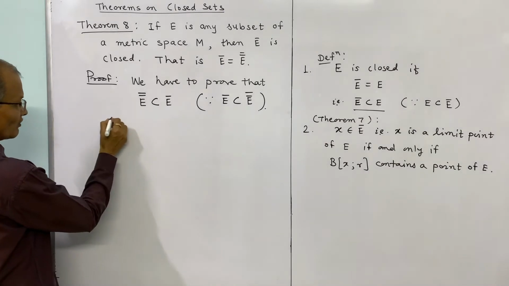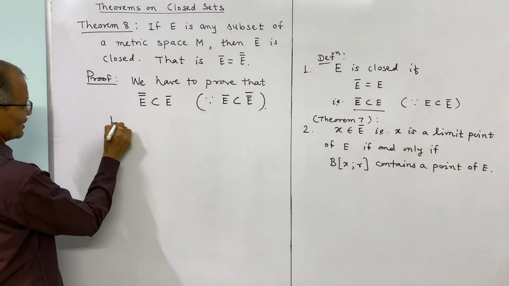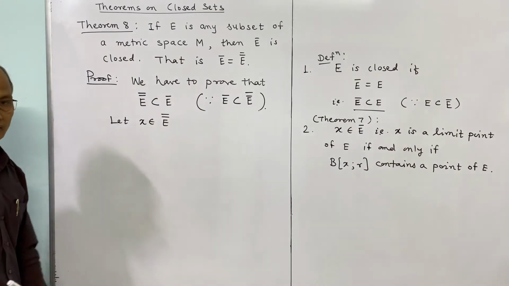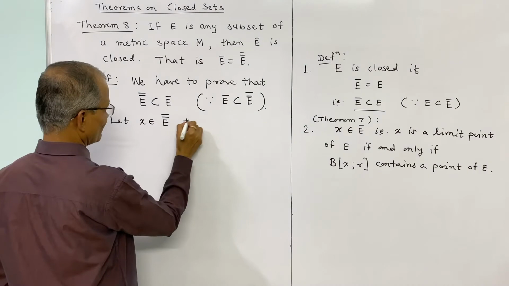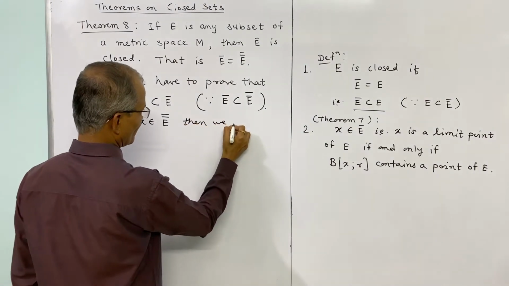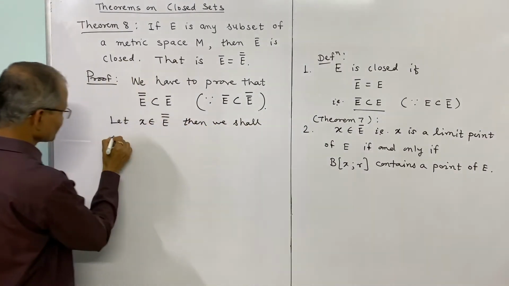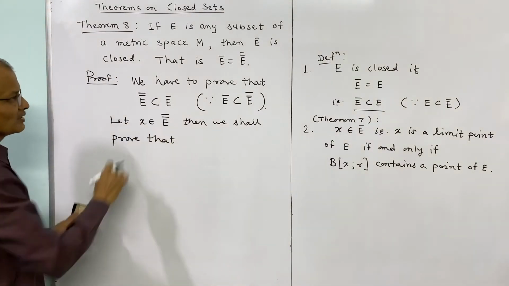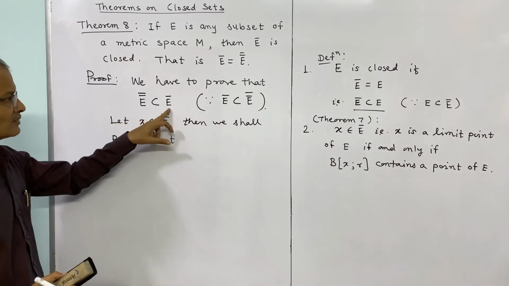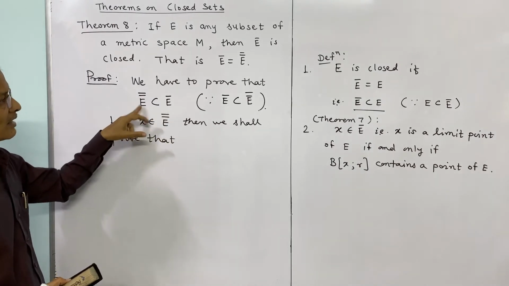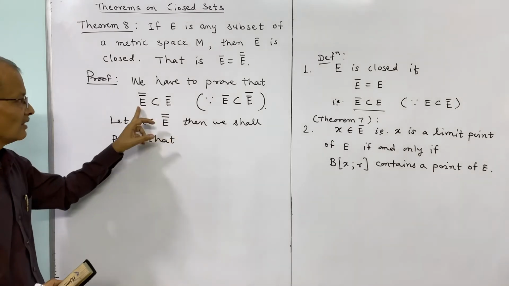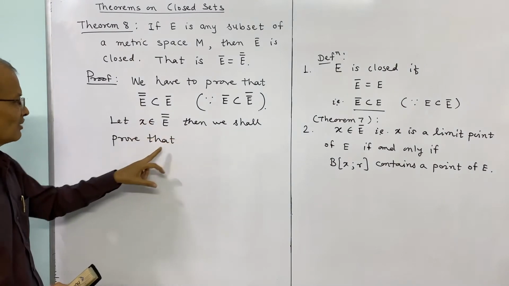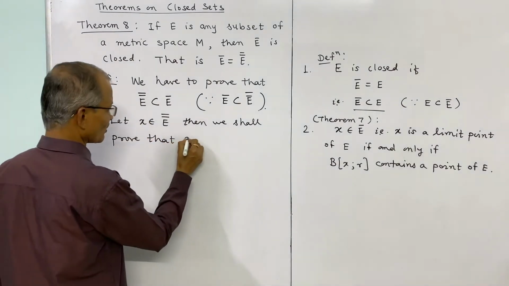So let X belong to the double closure of E. Then we shall prove that it is a subset of closure of E by the subset relation. When we prove this subset relation, that this set is a subset of this one, every element in this set is again an element in this set, then the first will be a subset of the second. So let X belong to this left side set, then we shall prove that X belongs to closure of E.